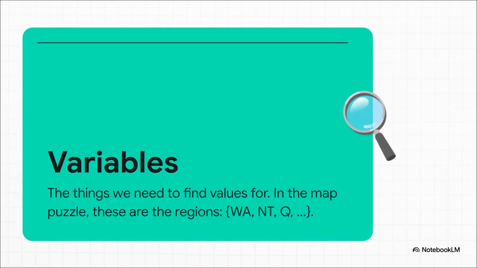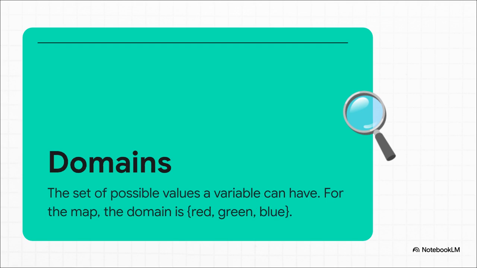Okay, first ingredient, variables. These are just the things you need to make decisions about, the unknowns you're trying to solve for. So, in our Australia map puzzle, the variables are the regions. Simple as that. We need to pick a color for WA, a color for NT, and so on for every single region.